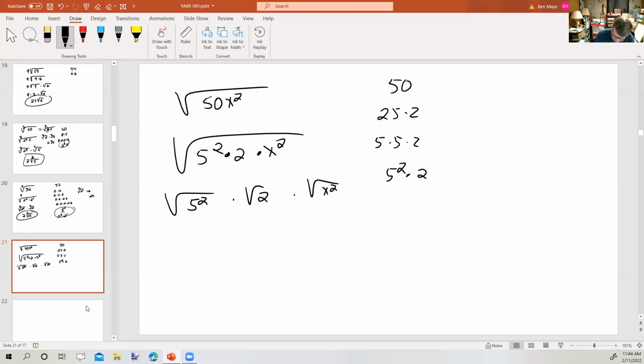Okay, so the square root of 5 squared is 5 outside. The square root of 2 is stuck inside. The square root of x squared is x. So I get 5x square roots of 2.